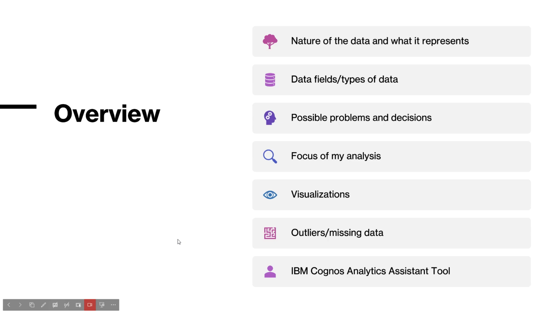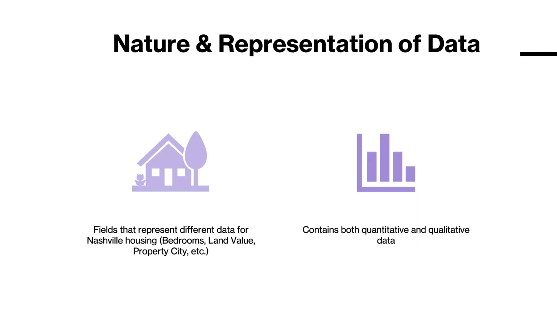During this presentation, I will be discussing several observations I made while exploring the Nashville housing data. I will discuss the nature of the data and what it represents, data fields and types of data, and possible problems and decisions. I will also discuss the focus of my analysis, different visualizations I found interesting, any outliers I discovered during my exploration, and finally my experience using the IBM Assistant tool.